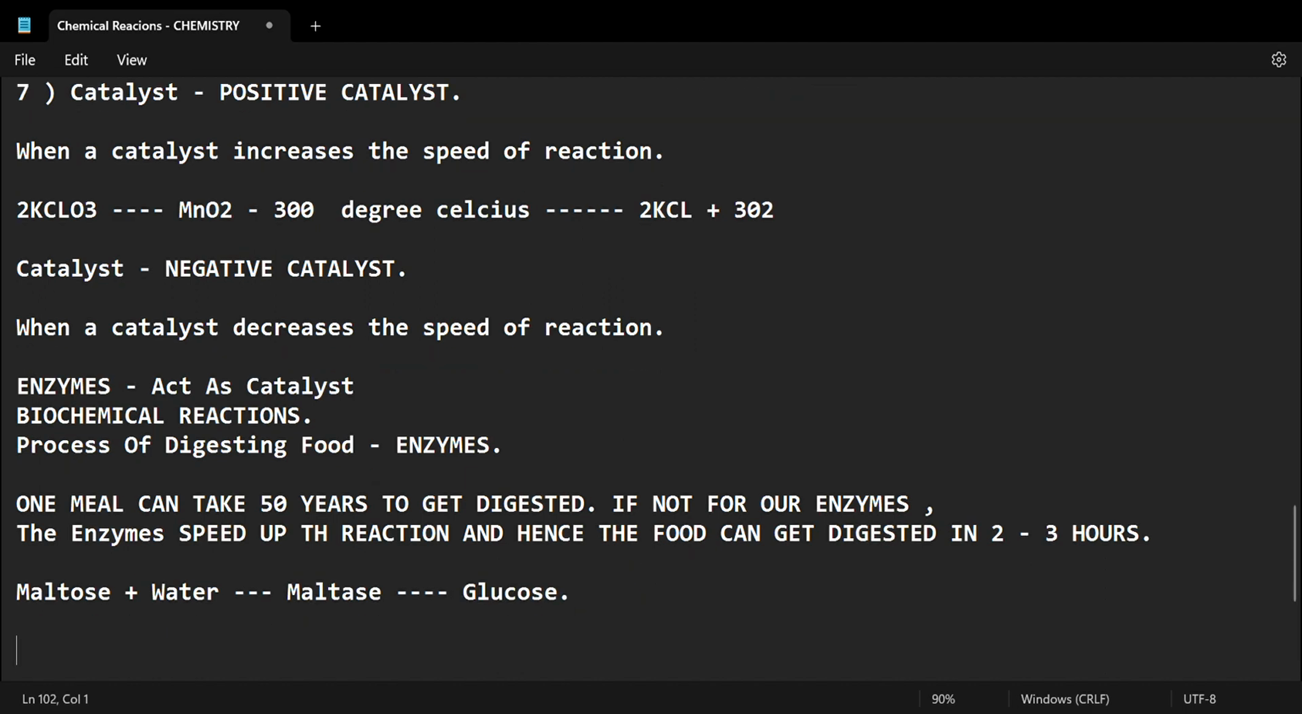Okay. Now the next is the enzyme zymase, which is present in the yeast cells and helps in the fermentation of glucose into alcohol. So C6H12O6 on zymase becomes 2C2H5OH, which is ethyl alcohol, plus 2CO2.